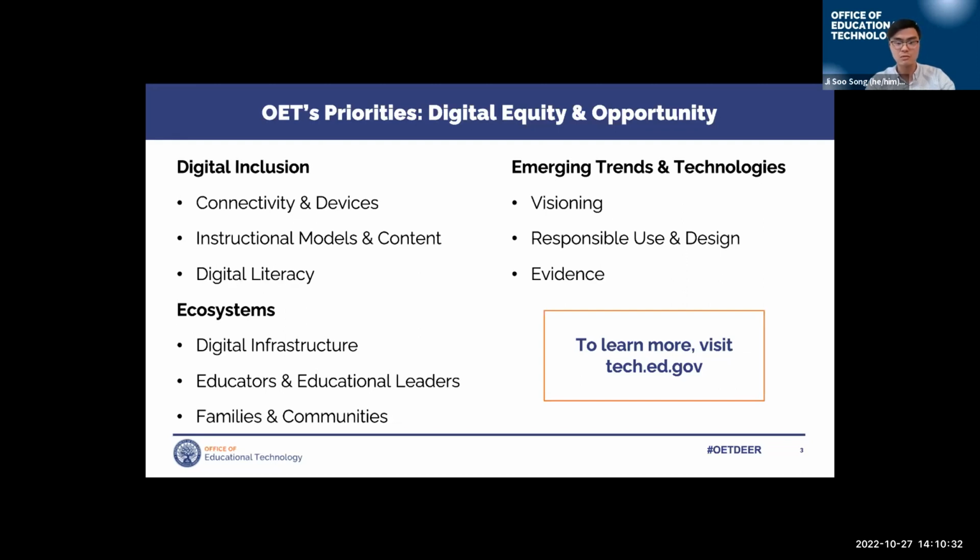The first is digital equity and inclusion, which focuses on connectivity and devices, instructional models and content, as well as digital literacy. The second piece is ecosystems, which includes supporting an effective digital infrastructure like cybersecurity and interoperability, as well as human ecosystems, such as supporting our educators, our education leaders, families, and communities. And then finally, we have our emerging trends and technologies priority, which includes visioning, such as our efforts to renew the National Ed Tech Plan, advancing responsible use and design, and facilitating discussions around evidence and evaluating technology tools.